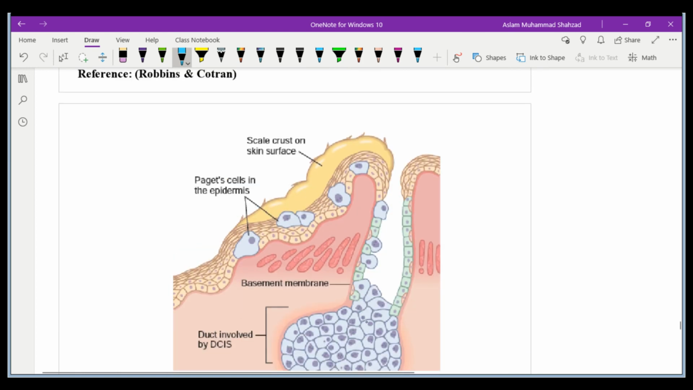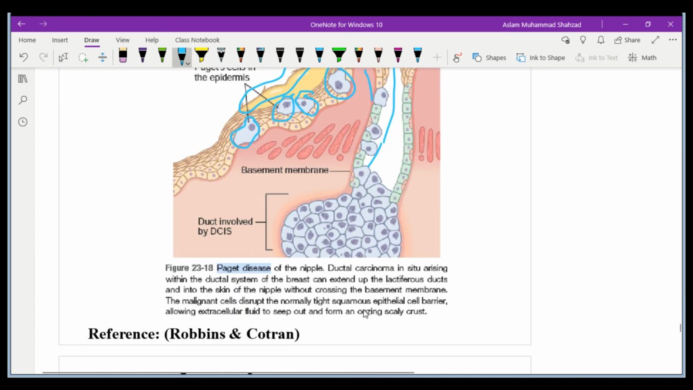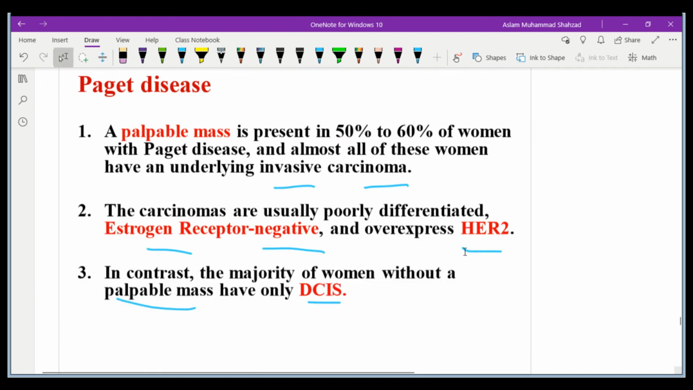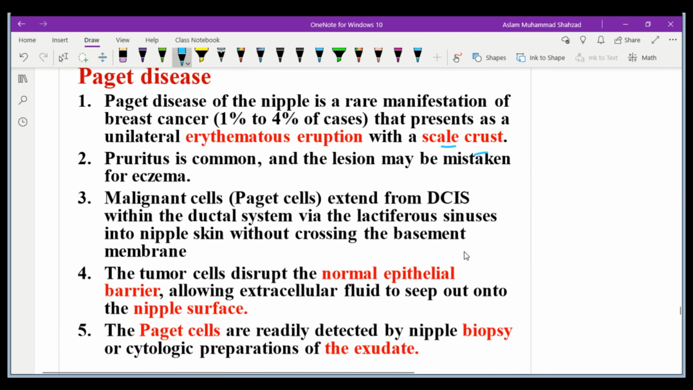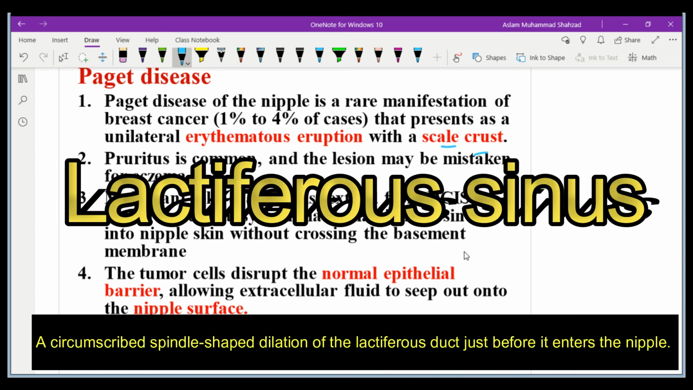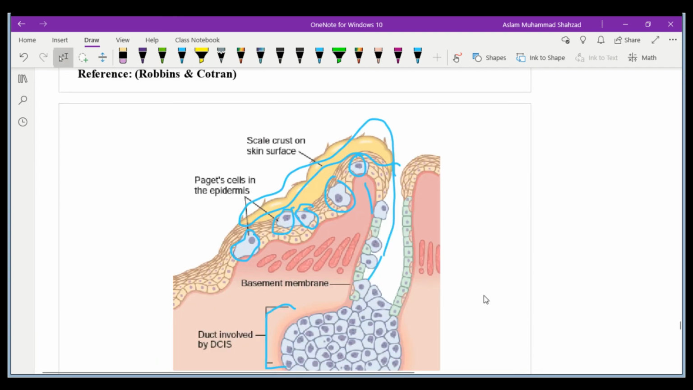This is another picture of how it looks. The outer layer looks like the presence of a crust, and the outer surface consists of the Paget cells inside the epidermis. So these Paget cells will be present inside the epidermis, and there will be involvement of the ductal system, and you can see that the ductal system will be involved by the DCIS. We mentioned also that malignant cells extend from the ductal cells within the ductal system, as we see in the picture, through lactiferous sinuses into the skin without crossing the basement membrane. So they do not cross the basement membrane.